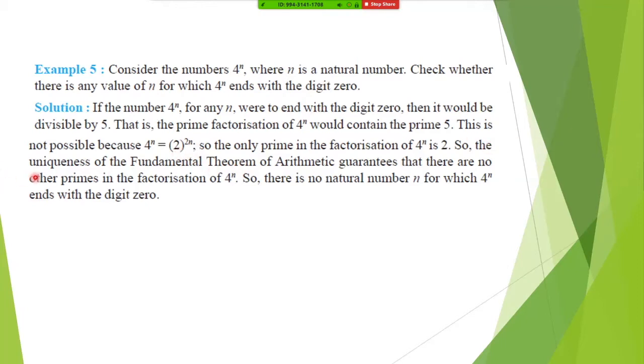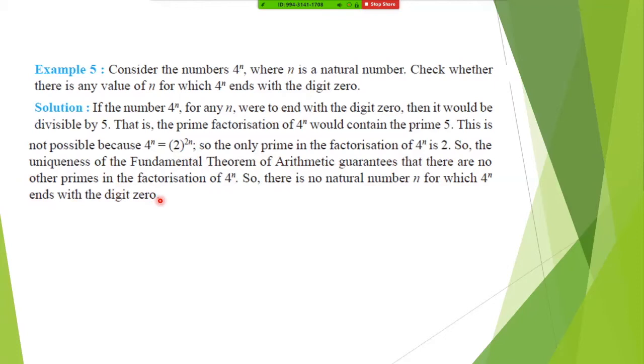So the uniqueness in the fundamental theorem of arithmetic guarantees that there are no other prime factors in the factorization of 4 to the power of n. So there is no natural number n for which 4 to the power of n ends with the digit 0. This is how we are going to do it.